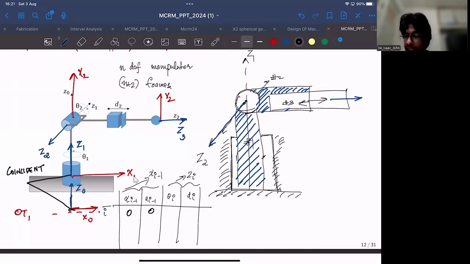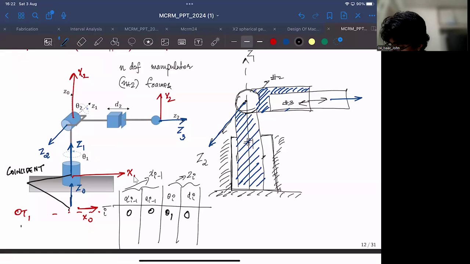And what about theta i? As I've already said, x1 is free to rotate about the z1 axis. So in order to map x1 at any arbitrary orientation, you need to rotate x0 by an angle theta 1 about z1. So that makes it theta 1. And d i is also 0 because we have already established that frame 0 and frame 1 are coincident, right? So that is 0T1.